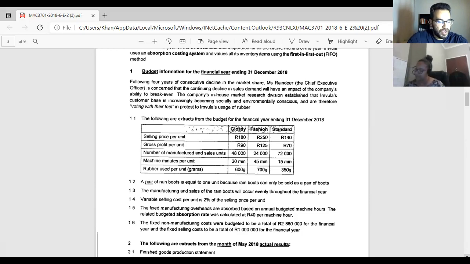Okay, so let's move on. 1.6. So number 6, the fixed non-manufacturing costs were budgeted to be a total of 2.8 million for the financial year, and the fixed selling cost to be 1 million Rand for the financial year. Okay, so that's the important information for us in number 1, relative to what we're going to be calculating.